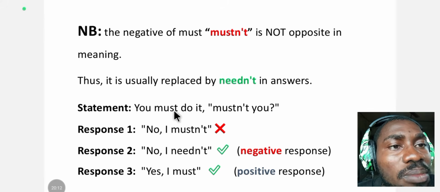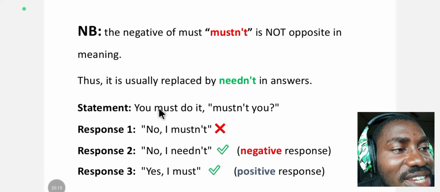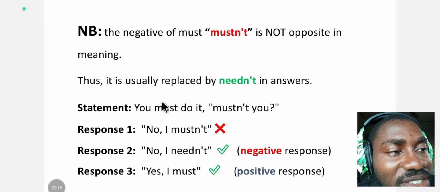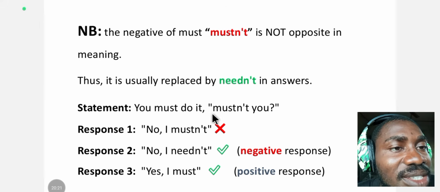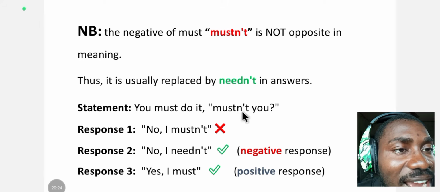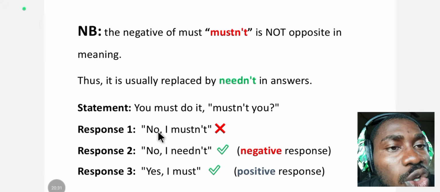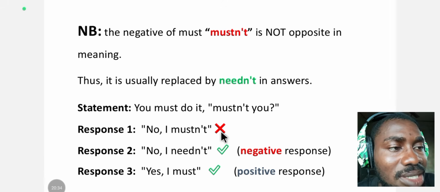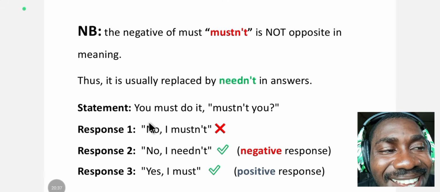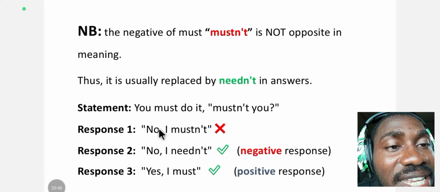Statement: You must do it. Must here is the auxiliary verb, and it is positive in meaning, and this statement is a positive statement. So remember, positive statement goes with negative tag. Mustn't you? Makes this what? Wrong. The first response, no, I mustn't. This no here is a negative tag or negative response.